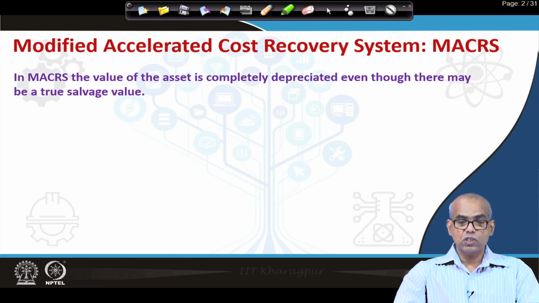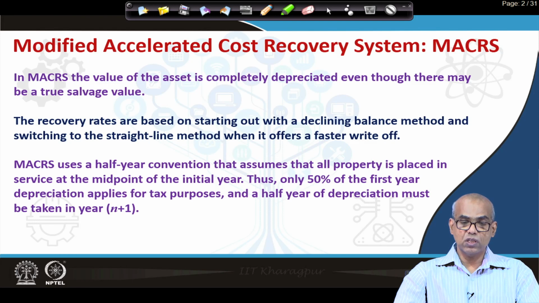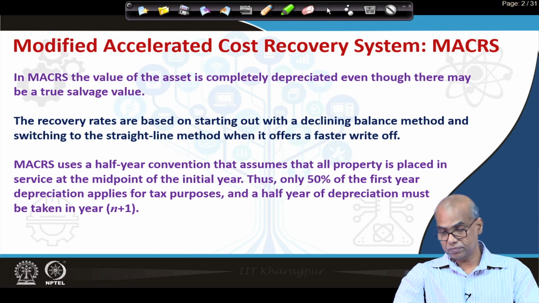In the modified accelerated cost recovery system, the value of the asset is completely depreciated even though there may be a true salvage value. The recovery rates are based on starting out with a declining balance method and switching to the straight line method when it offers a faster write off. The system uses a half-year convention that assumes that all property is placed in service at the midpoint of the initial year. Thus, only 50% of the first year depreciation applies for tax purposes and a half year of depreciation is taken in year n plus 1.